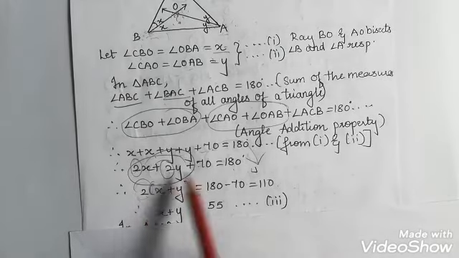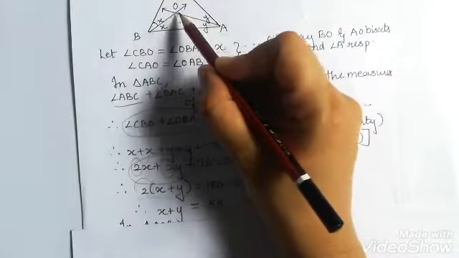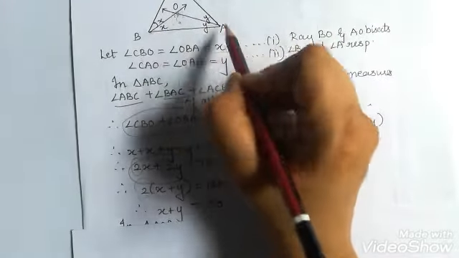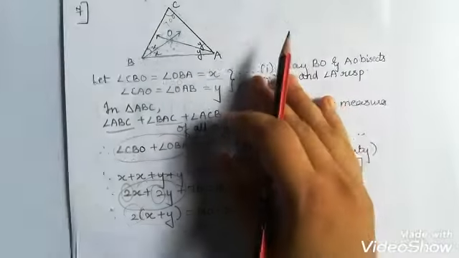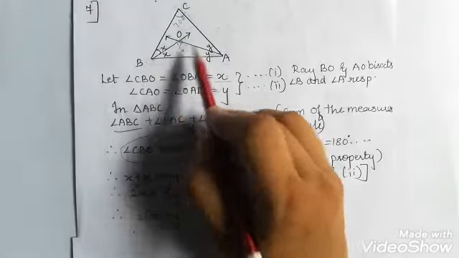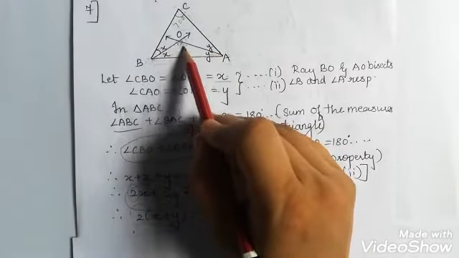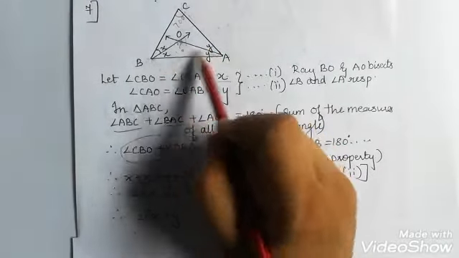Therefore x plus y is equal to 55. Why 55? Because this is 110 upon 2. I shift the 2 to the other side, so that becomes 55. Now I got the value of x plus y as 55. I assume that is equation 3. Now I take a smaller triangle because I want to find the measure of angle BOA. To find the measure of this angle O, I will take the smaller triangle AOB.